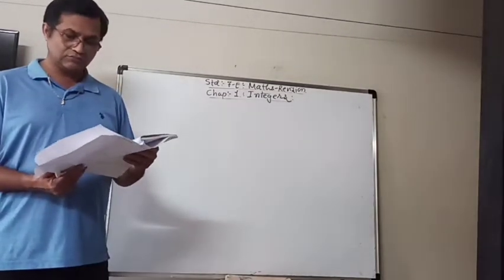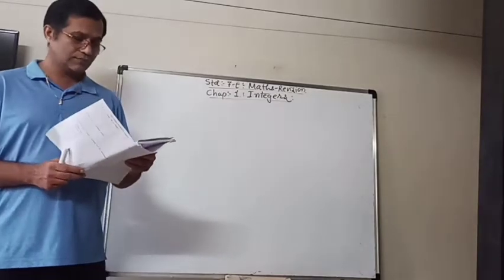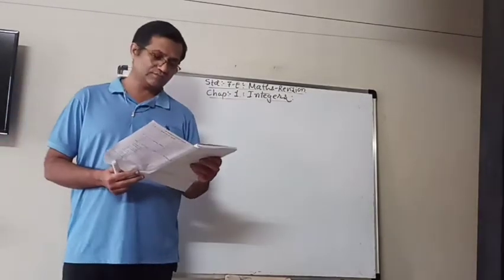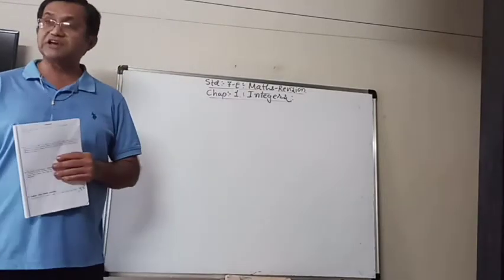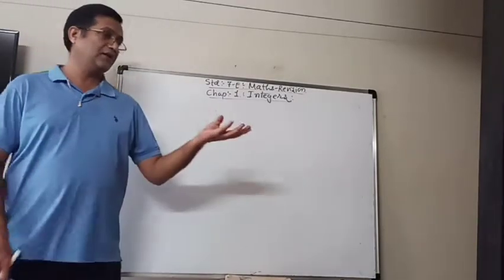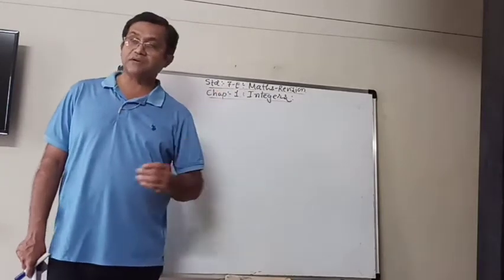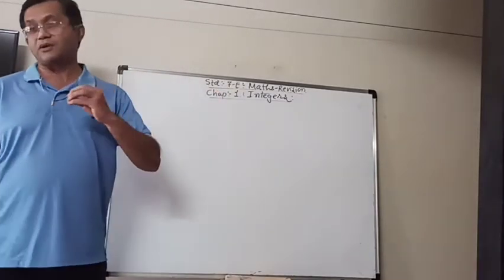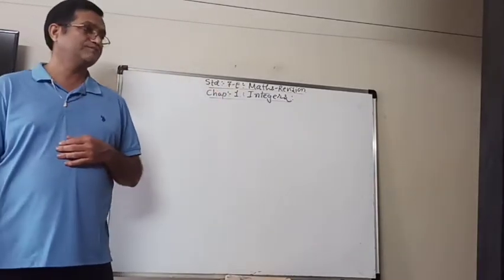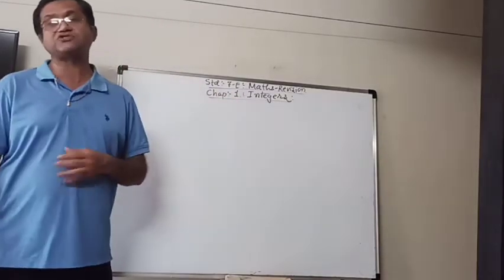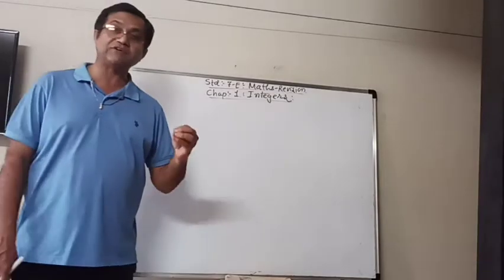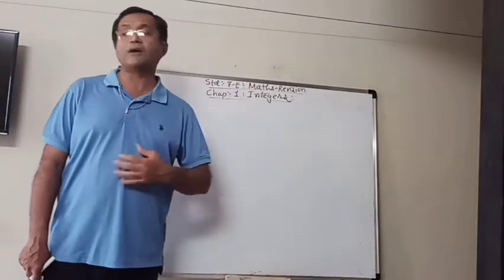Also we learn the different properties: closure property, commutativity, associativity, then identity element for addition, identity element for multiplication, then the opposite or the additive inverse of the number, multiplicative inverse or the reciprocal of the numbers also.